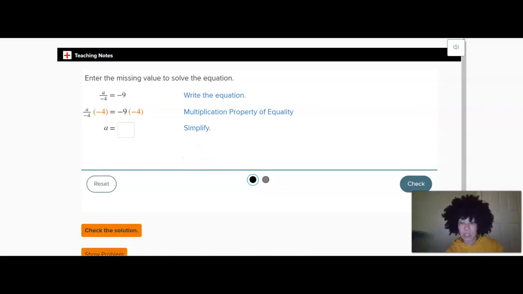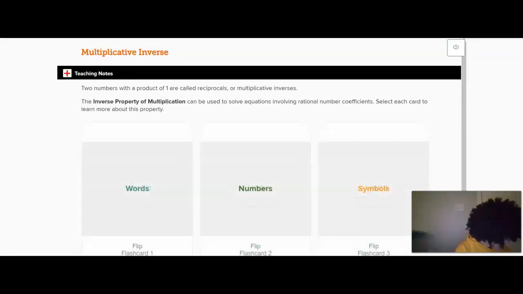So I hope you're pausing and trying those practice ones because that'll be good for you guys to do. The last thing for today is multiplicative inverse. Solving equations using the multiplicative inverse. So first of all, two numbers with a product of 1 are called reciprocals or multiplicative inverses. So I'll probably say reciprocal most of the time, but that's the same as multiplicative inverse. The inverse property can be used to solve equations involving rational number coefficients.